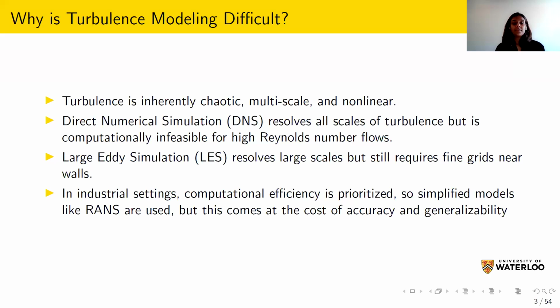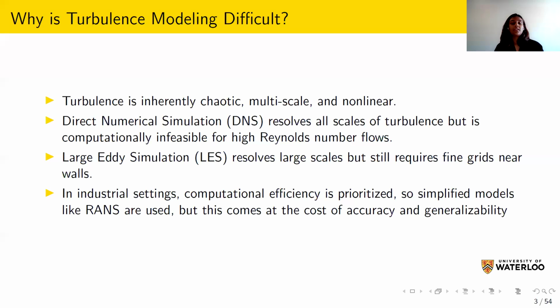In CFD, you have direct numerical simulation, which is DNS. It can resolve all the scales of turbulence up to the Taylor microscales, the Kolmogorov microscales, but this is super expensive and takes a lot of time, and it is not really feasible for high Reynolds number flow. Then you have the LES, which is the large eddy simulation. It can still resolve large scales, but requires super fine grids near the walls.